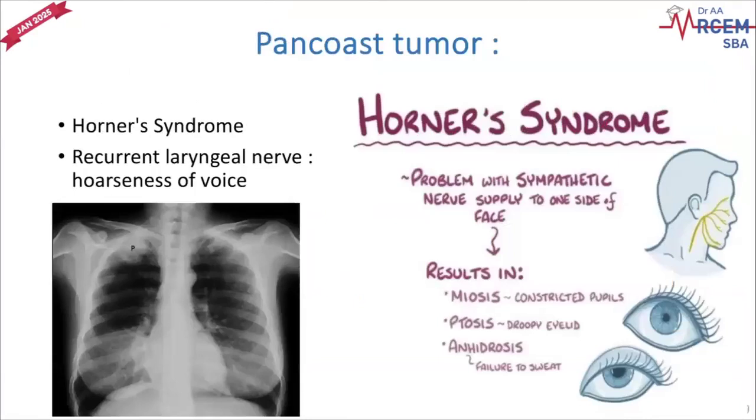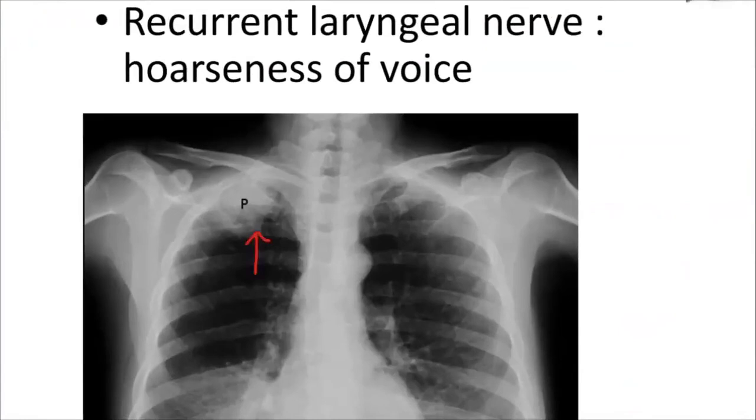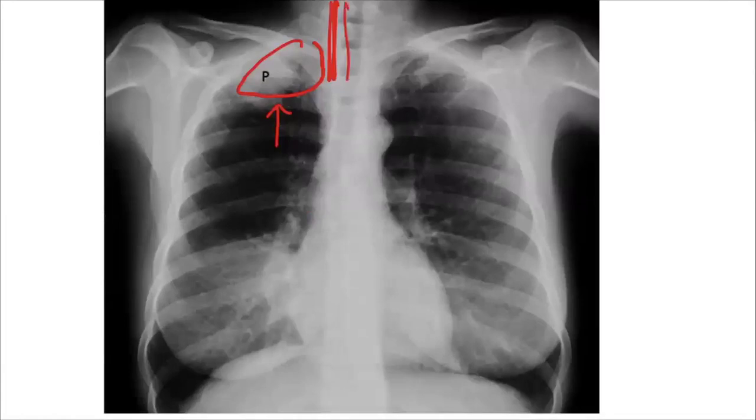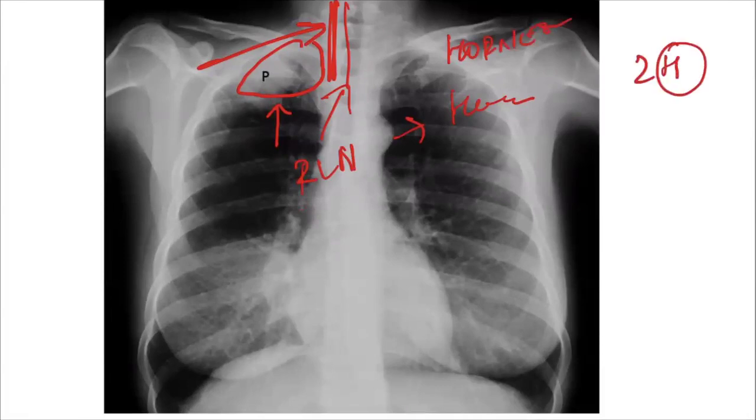Pancoast tumor. Pancoast tumor is an apical tumor. At the apex of the lungs, you have a lesion. Because it is at the apex, closer to it are the sympathetic chain and the recurrent laryngeal nerve. Compression of the recurrent laryngeal nerve will result in hoarseness of voice. Compression of the sympathetic chain can result in Horner syndrome. So the symptoms you can remember as 2H: one is Horner syndrome, another is hoarseness of voice.